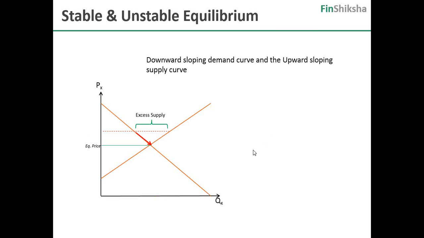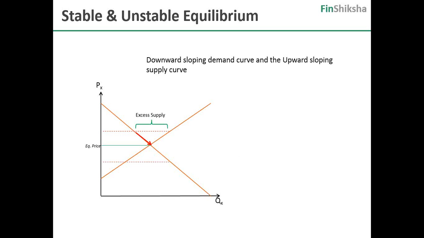So what ends up happening is, because of this excess supply, the buyers are willing to pay a lesser price. There's just too much of the quantity available in the market, and hence the prices start going down. As the prices start going down, effectively you reach the equilibrium price point.